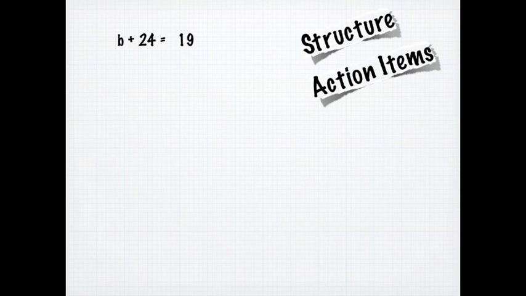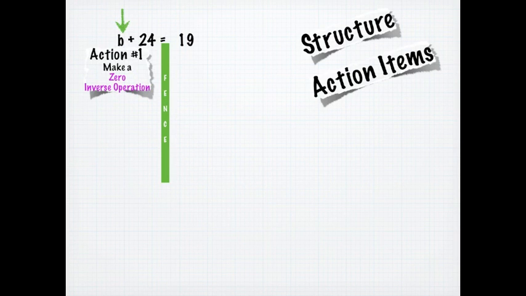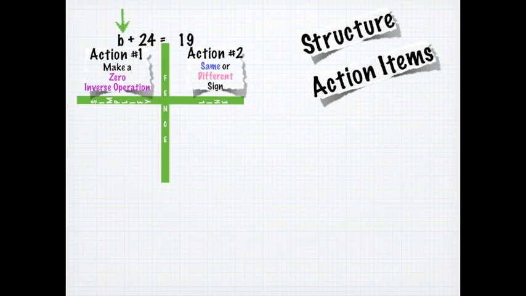When you see a variable being added or subtracted to a number, draw a fence. Next, you're going to do action item number 1. On the variable side, make a 0 by adding or subtracting the opposite number you see to each side. This is also called the inverse operation. Then draw a simplify line and do action item number 2 by simplifying using the same or different sign rule.